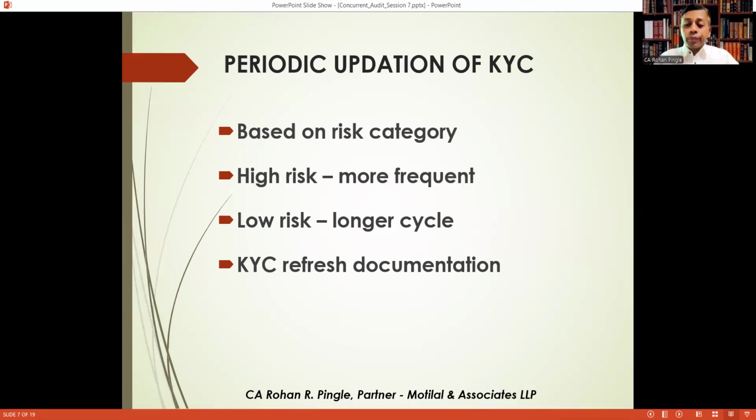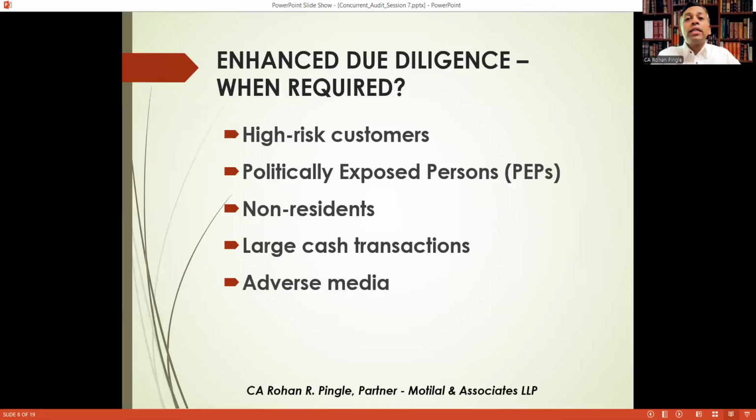Moving further, let's understand enhanced due diligence, that is EDD. EDD applies where risk is elevated. Examples are PEPs, that is domestic and foreign, non-resident customers, high cash turnover accounts, and NGO accounts. Audit procedures will include verifying the PEP declaration, checking approval from senior management, and reviewing the source of funds documentation. Very important.